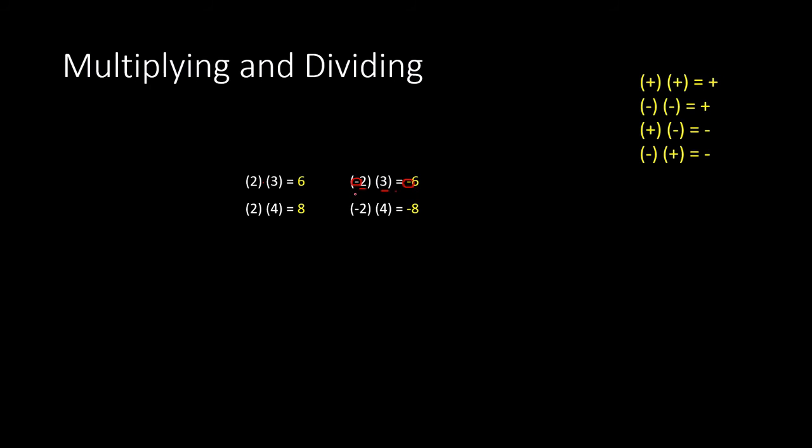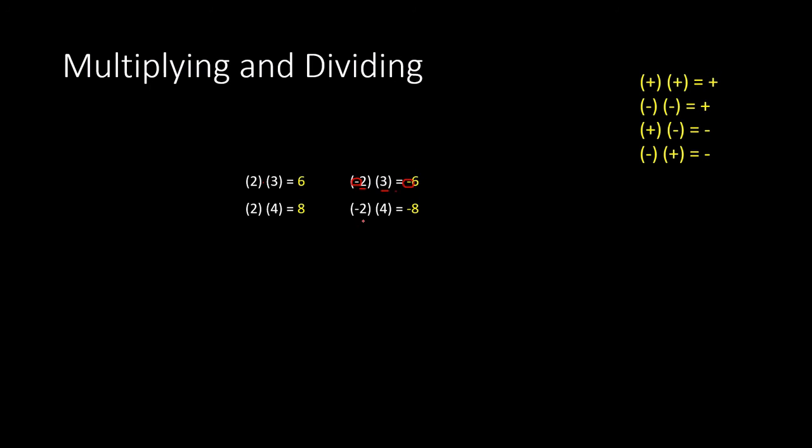Step number 2, I'm going to look at my symbols, a negative and a positive, and a negative and a positive right here, is equal to a negative right here. Therefore, my result is going to be a negative. Let us look at the next problem right here.